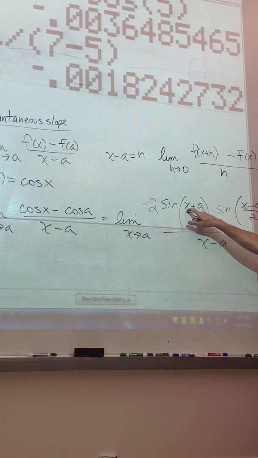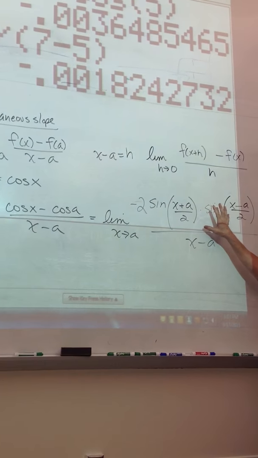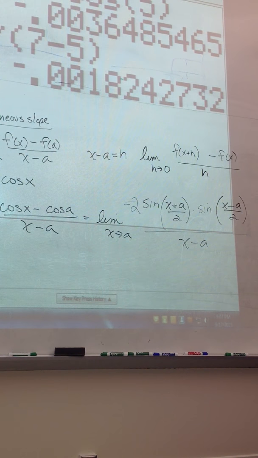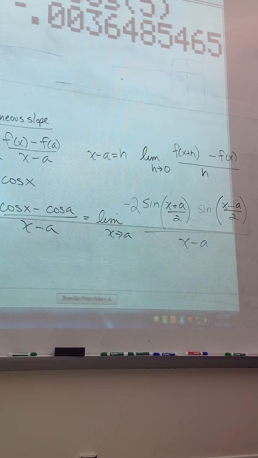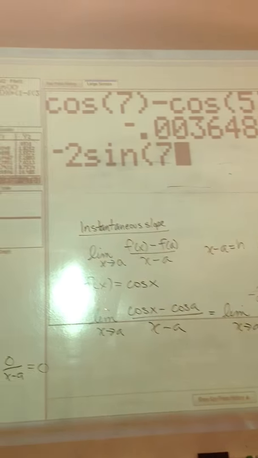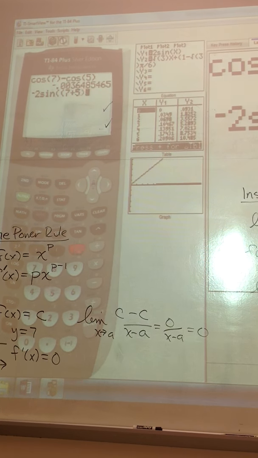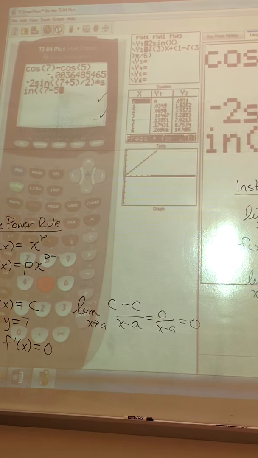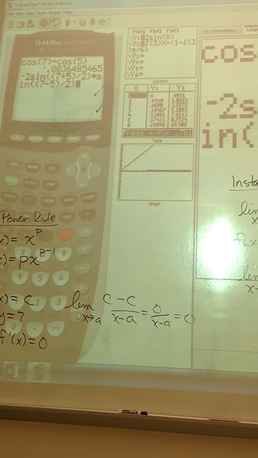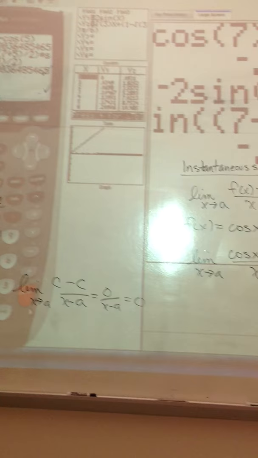If I plug the same things in for x and a in here, well, actually I didn't even need to do the 7 minus 5 in the denominator. So cosine of 7 minus cosine of 5 is that number. It doesn't matter if I'm in degree or radian mode, I'll keep it in the same mode. Then I plug the same numbers in for x and a in this identity: negative 2 sine of 7 plus 5 divided by 2, times sine of 7 minus 5 divided by 2. And you see I'm getting the same funky digit as I did up there.